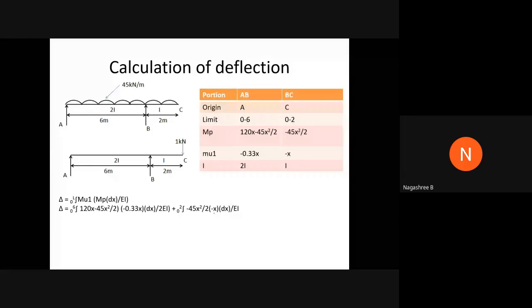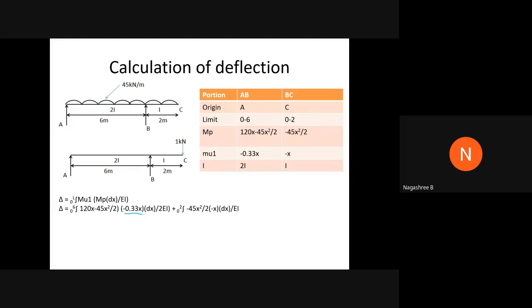Yes, ma'am. So the MU1 for AB is minus 0.33 times of dx, and then substitute the value of MP here as 120x minus 45x square divided by 2, divided by 2EI, because the I value here is 2I. And the next integration is between the limits 0 to 2, where MP is 45 x square divided by 2, multiplied with MU1 as minus x, divided by EI, as the I value remains I itself here.